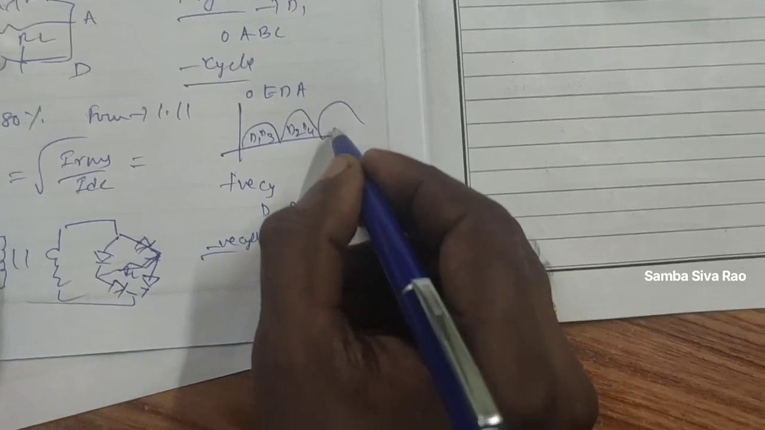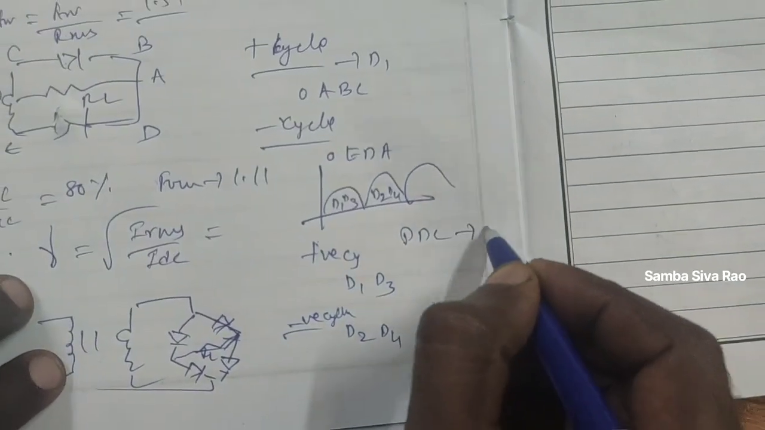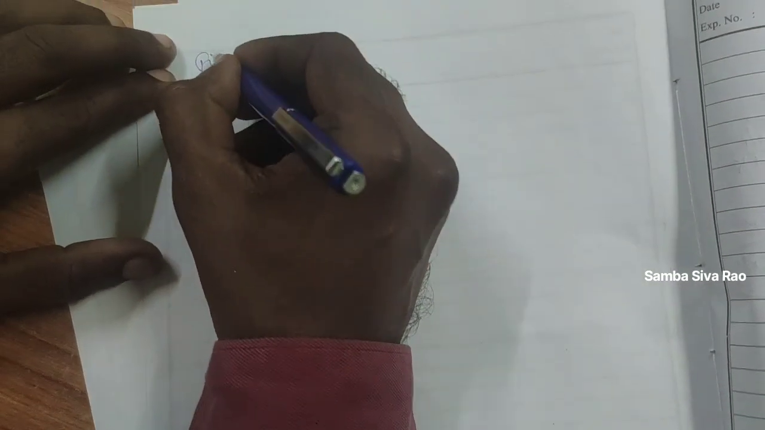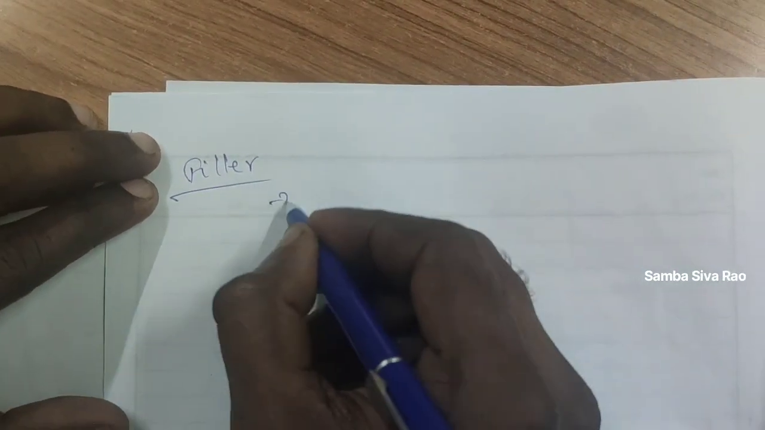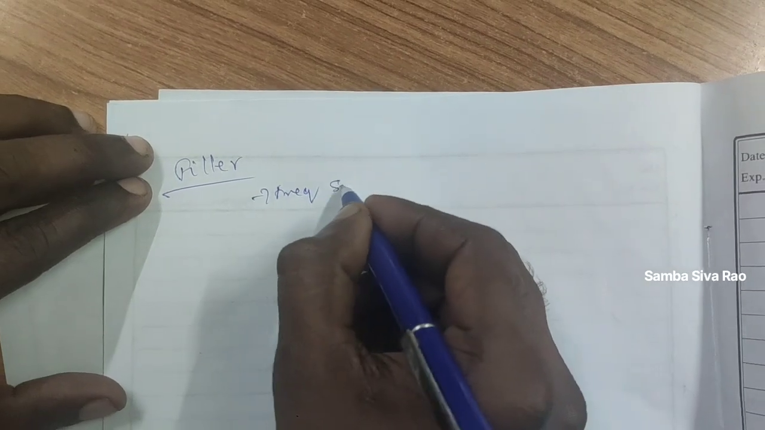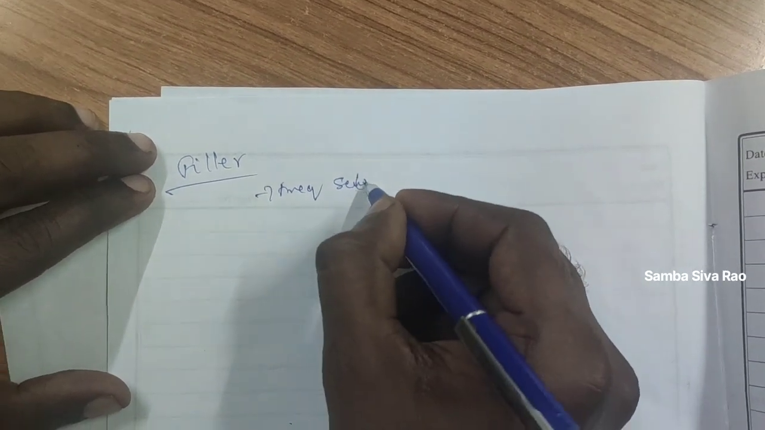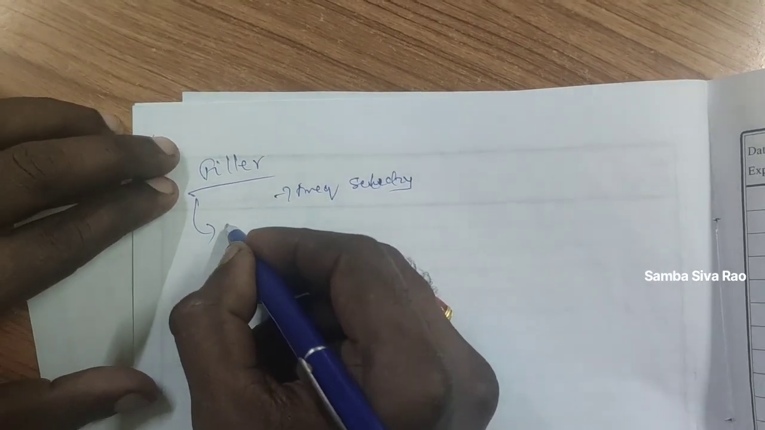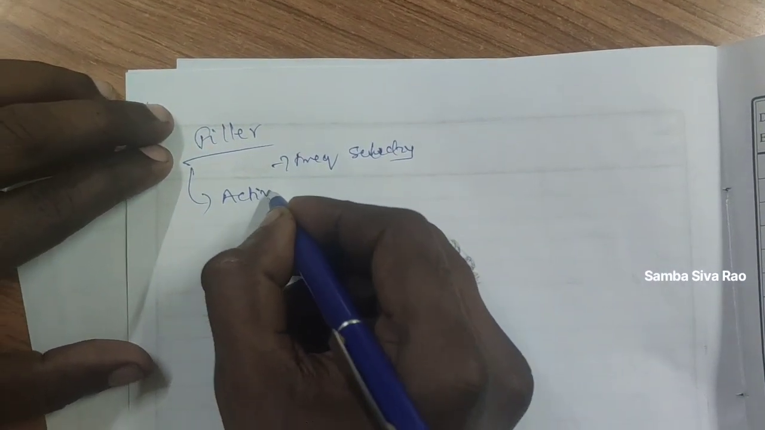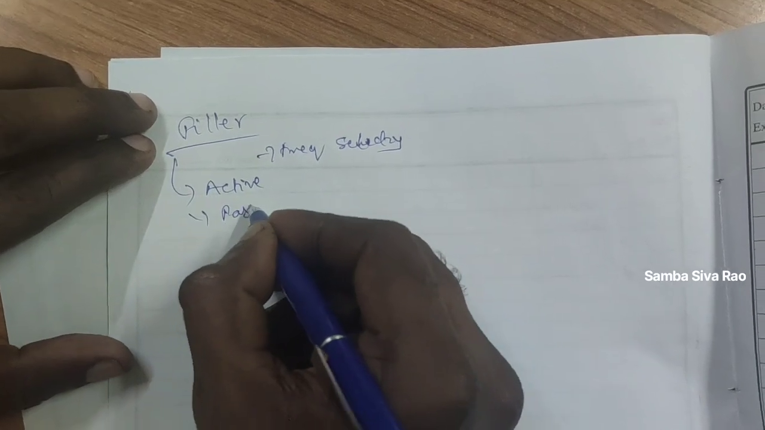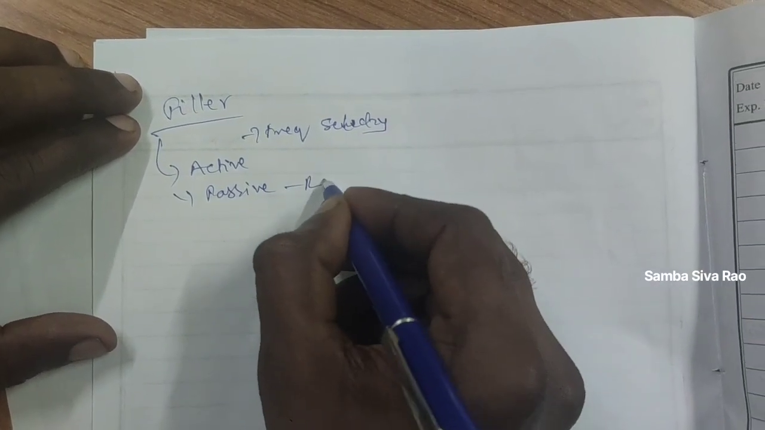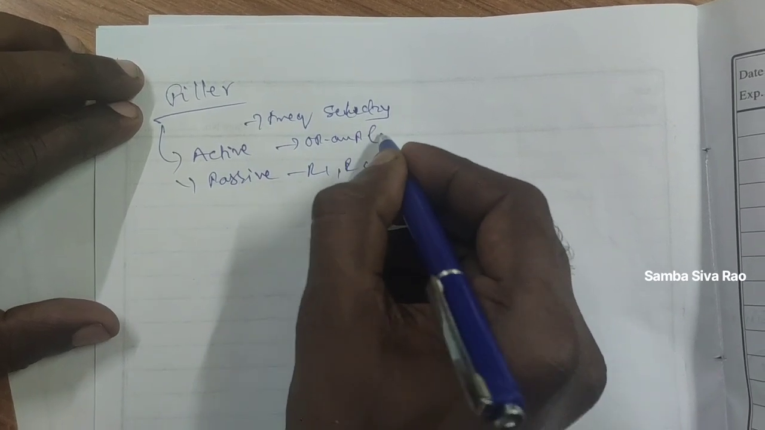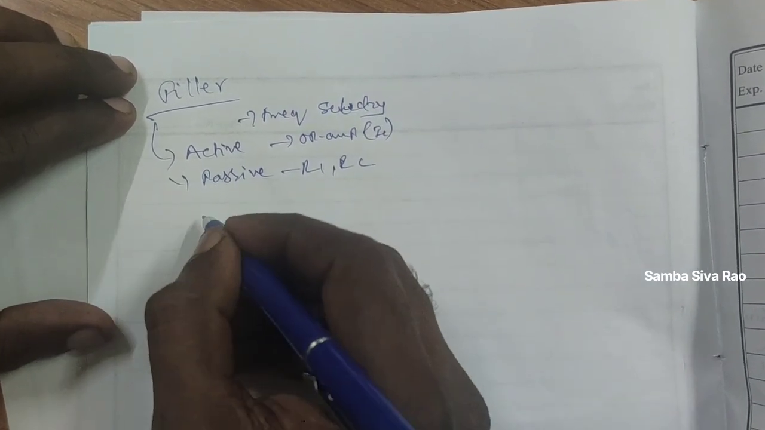How is the pulsating DC converted into direct DC? By using a filter circuit. A filter is a frequency selector, meaning you can select your frequency. Filters are of two types: active filters and passive filters. Passive filters use RL, RC, whereas active filters use op-amps, that is, integrated circuits.